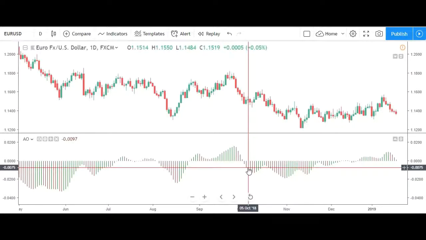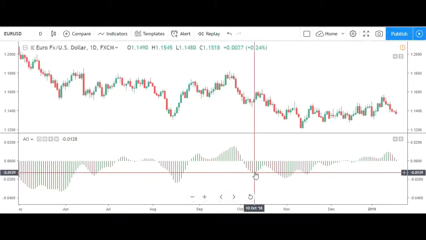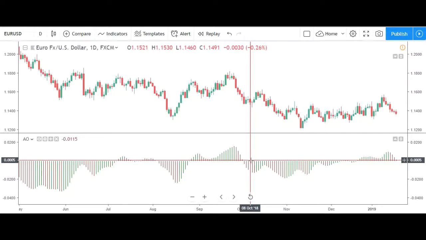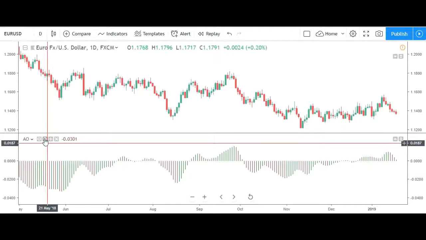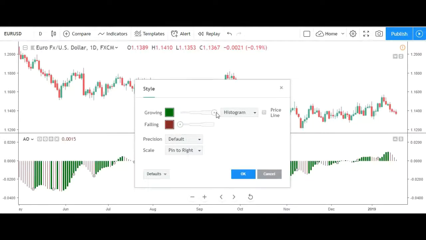So when it's down, that means the 5 simple moving average is down by however much. Right here, we're looking at the Euro USD chart, and we're looking at about negative 10 pips. Oh, negative 12 pips. So the 5 simple moving average right here is negative 12 pips below the 34 moving average. So all you really have to remember is that the zero line is always the 34 moving average.